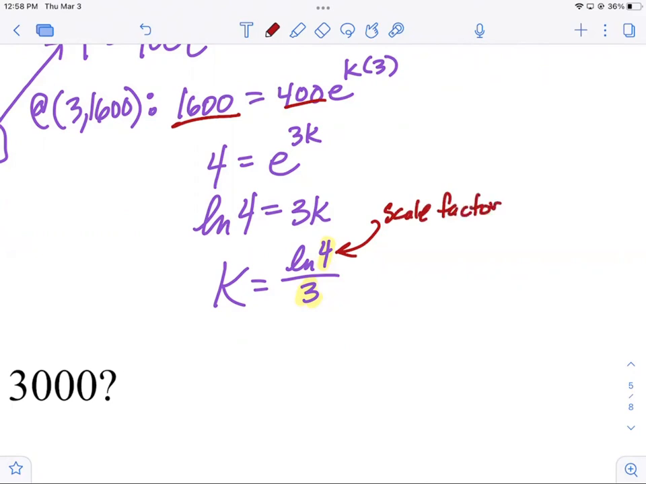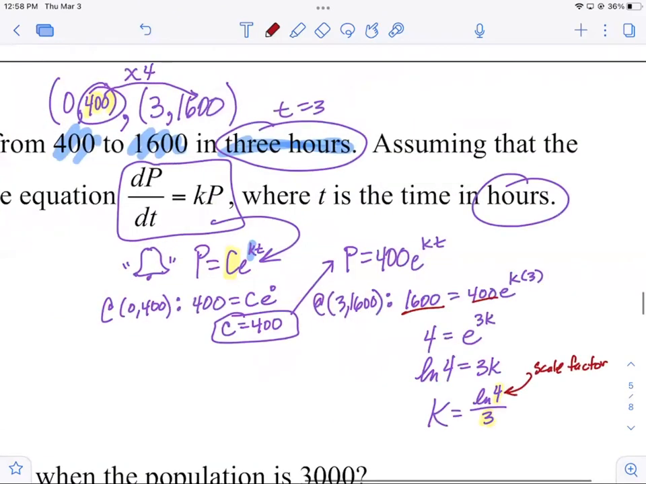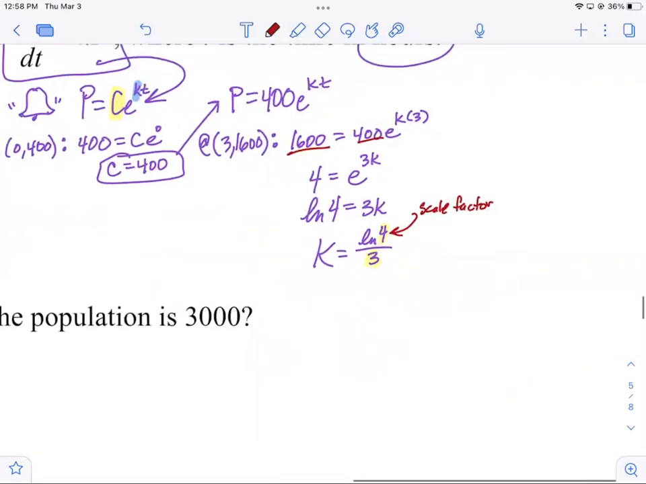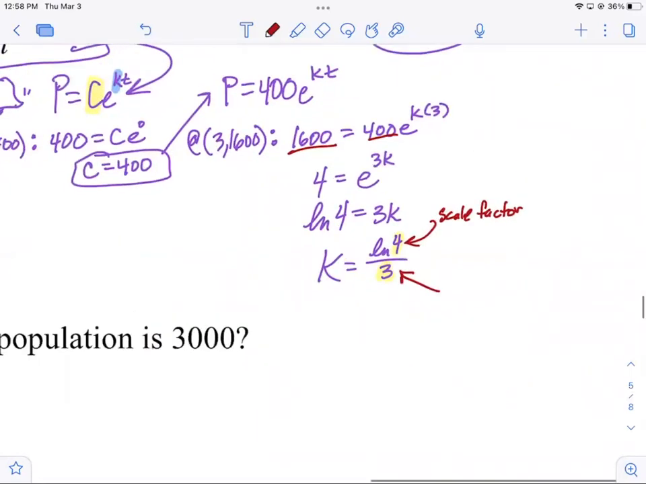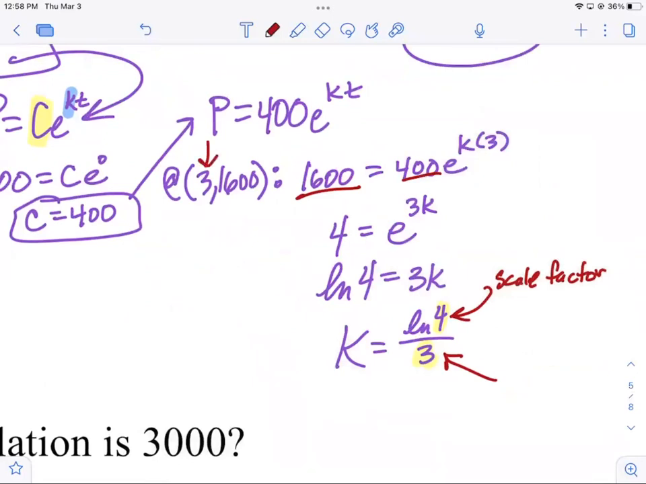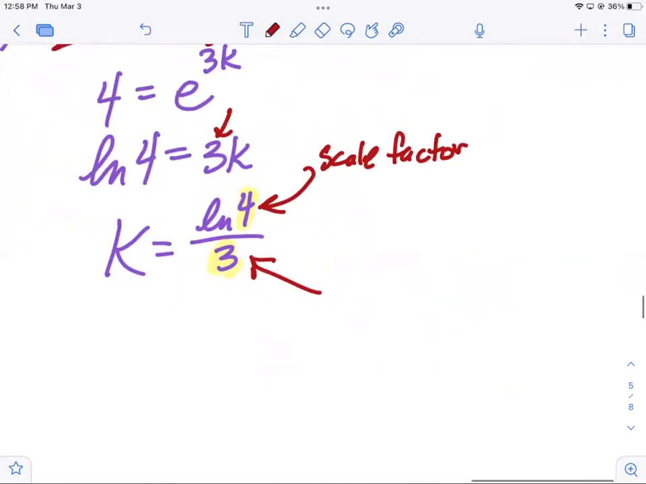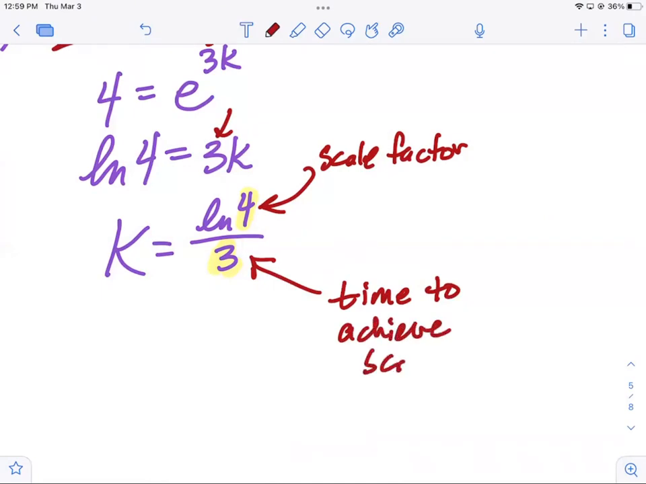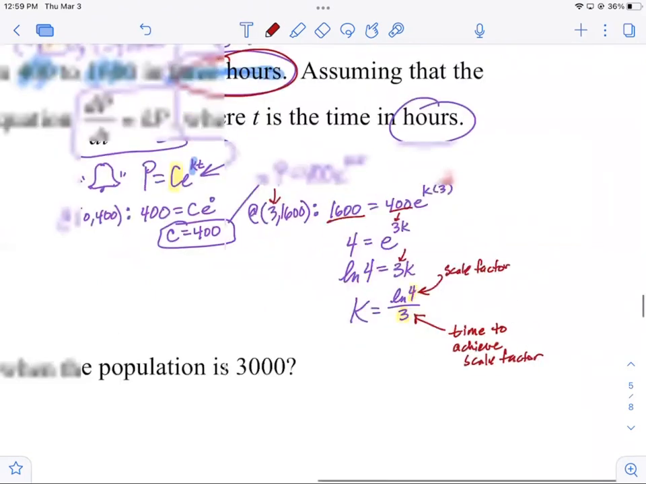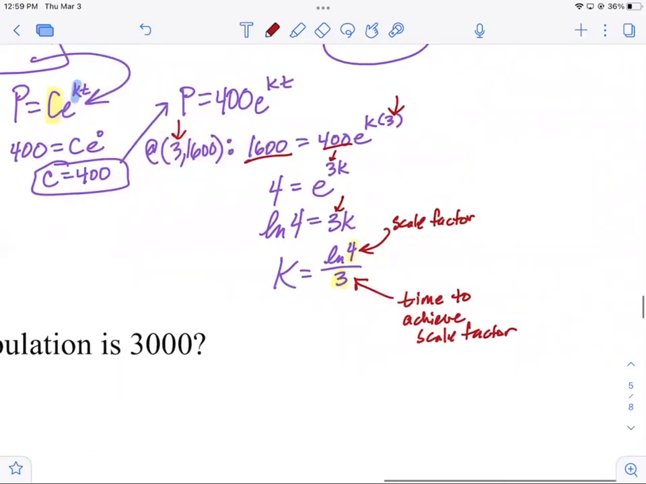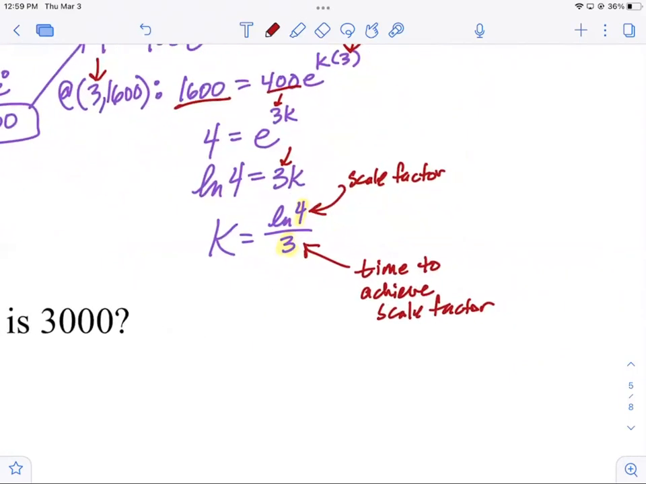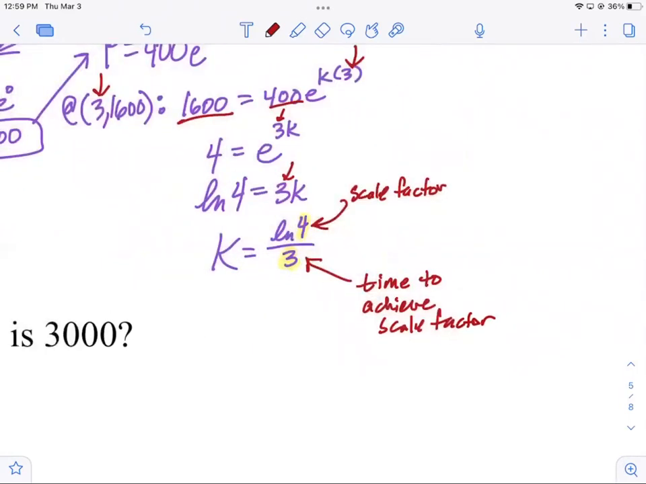And then is the 3 the time it took to do that? Is that the same as this 3? Or is that a coinky dink? It's not a coinky dink, because that's that 3, which is this 3, which is this 3, which is that 3. That's the time to achieve the scale factor. So we can skip all of this algebra 2 gobbledygook in the future if we recognize it.